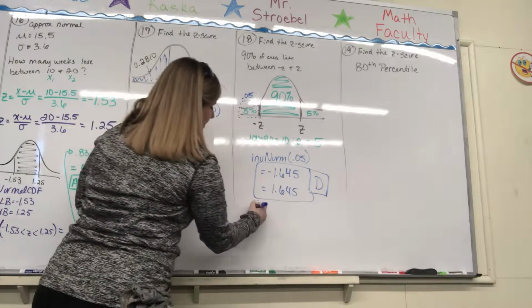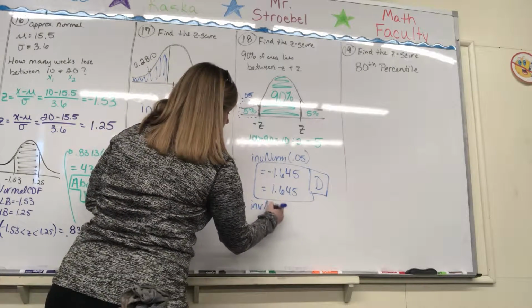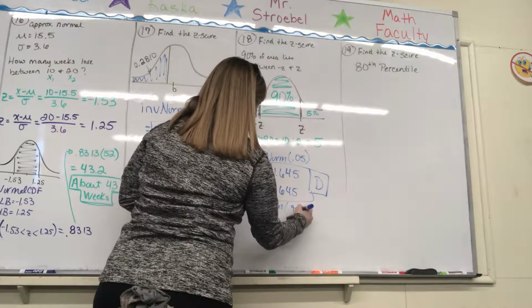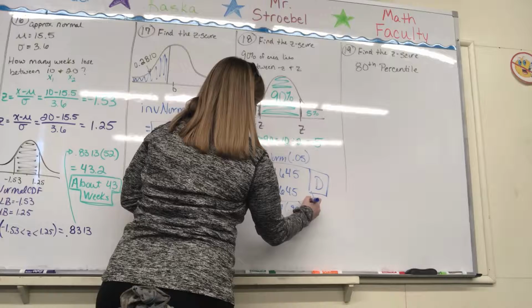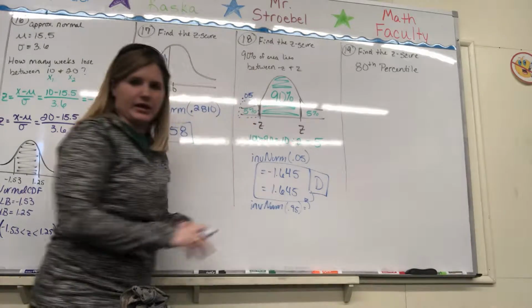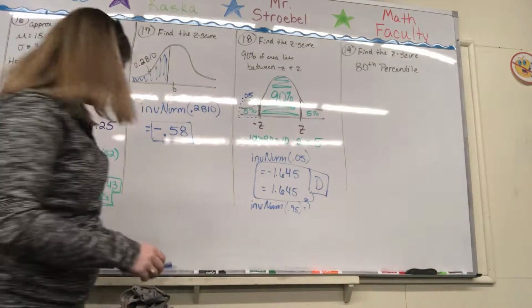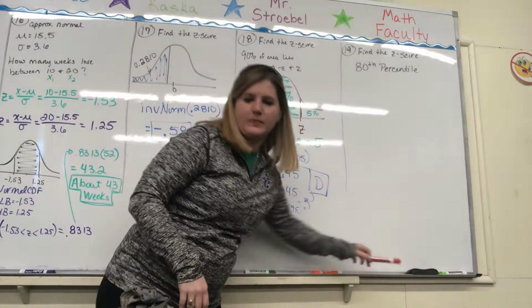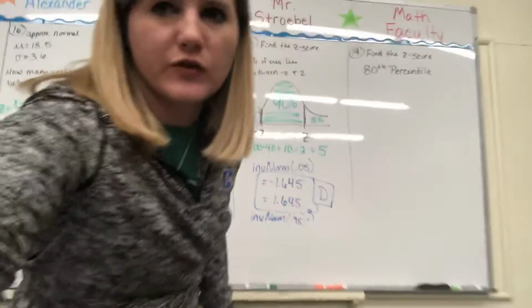Okay, and if you wanted to find that bottom one, it's inverse norm, 0.95, which would get us that one. So you could work it out that way as well. But again, they're symmetric, so they are the same. Okay, last one for page 4.